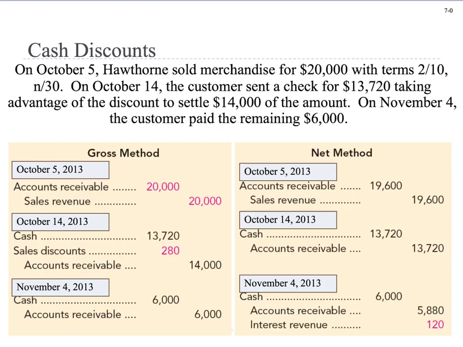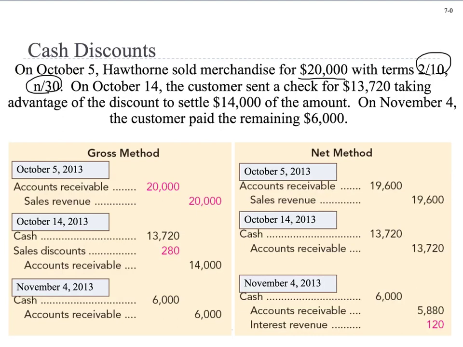So what we have here, October 5th, Hawthorne sold merchandise for $20,000 with terms of 2/10 net 30. So for one thing, you have to figure out what the terms are. If you're working at a company who gives discounts, you have to understand that. Or if you're paying a bill that has discounts, you have to understand what those discounts are, because there's obviously an accounting implication, but also the opportunity to save money.